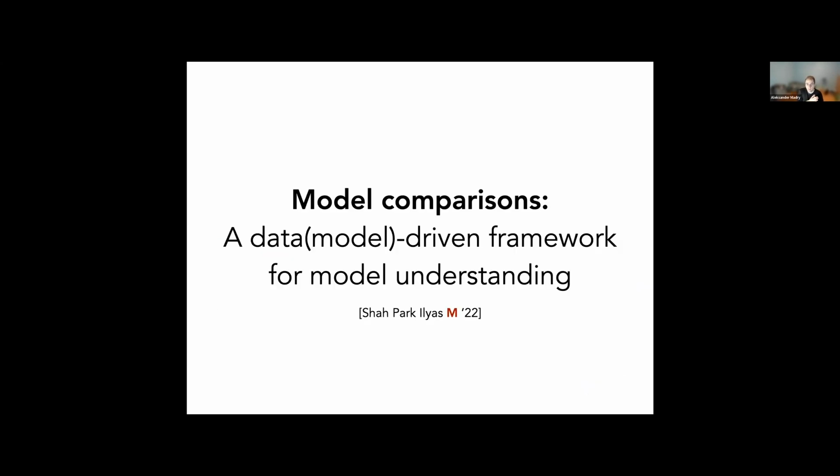Now I would like to talk about the second one, which is essentially the model comparison framework. Okay, so essentially it's a framework for using a data-driven approach to really understand differences between different models. And I will explain in a moment what it is, and later on I will briefly connect it to distribution shift.